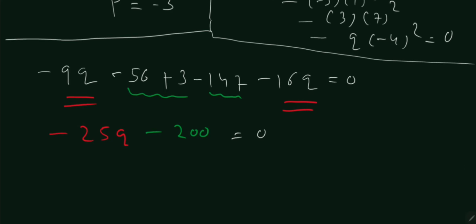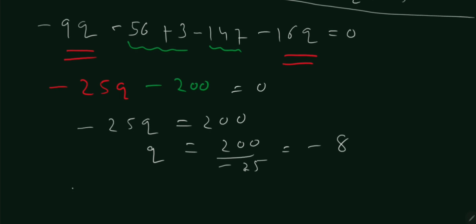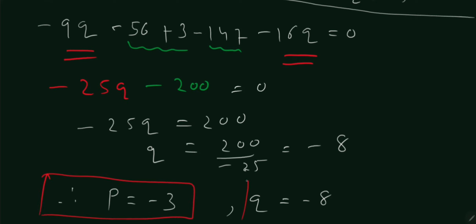So what we get here is we get minus 25q equal to 200, and this gives me value of q to be 200 divided by minus 25. We get minus 8. So we got both the values. We got value of p was minus 3 and value of q is minus 8. Very simple question, but formula oriented. You should remember the formula.